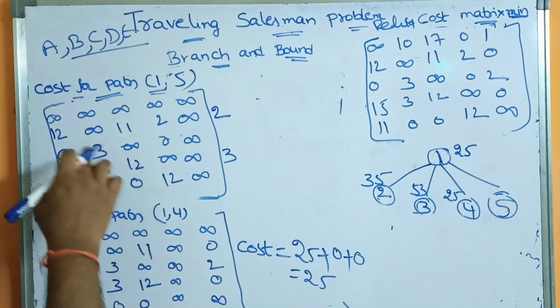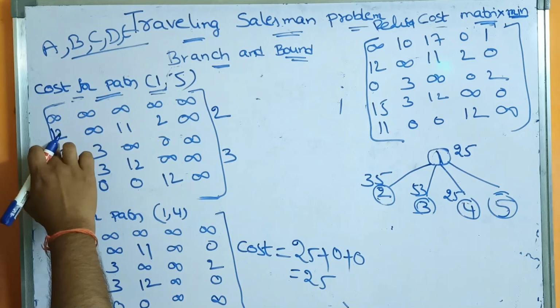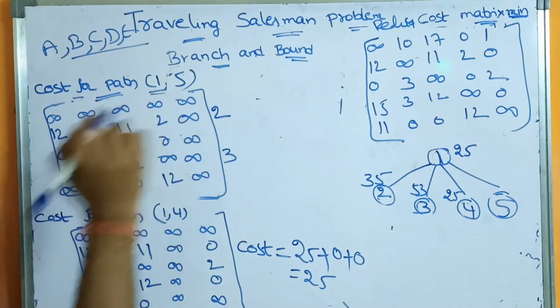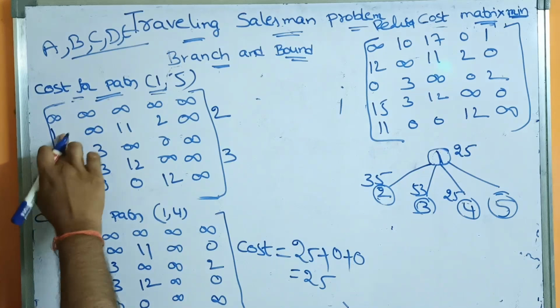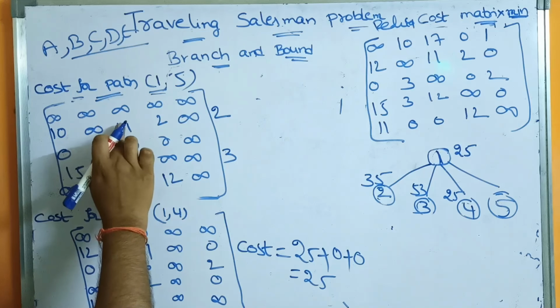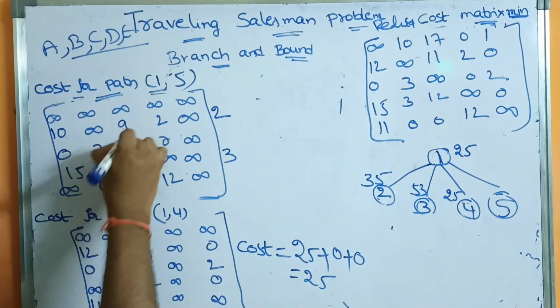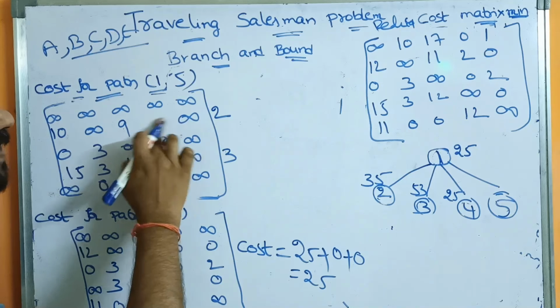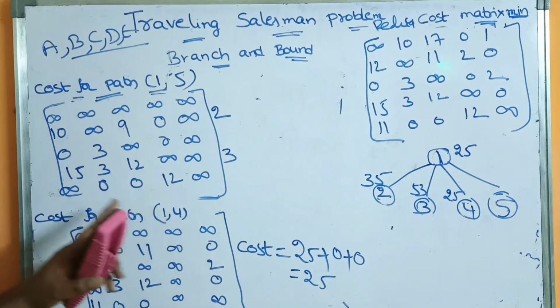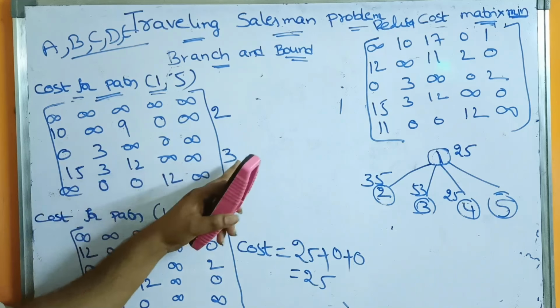Okay, so let us subtract each entry of the second row with 2. So 12 minus 2 means what? 10. 11 minus 2 means 9. Next 2 minus 2 means what? 0. Next let us subtract each entry of the fourth row with 3.